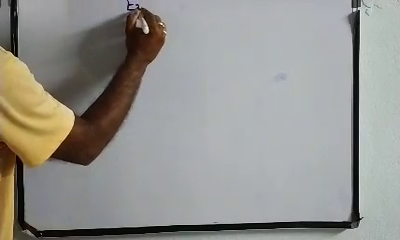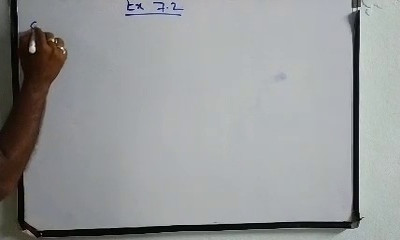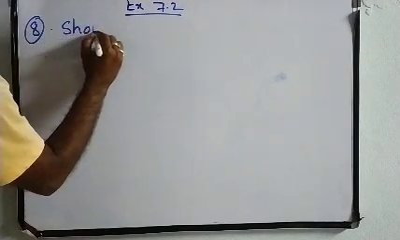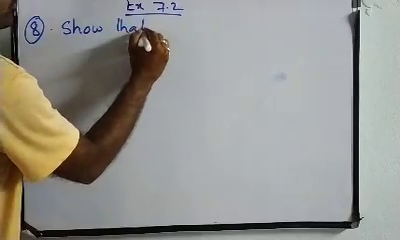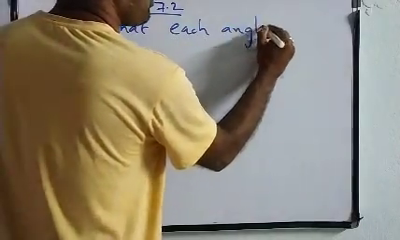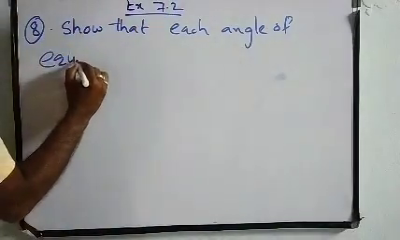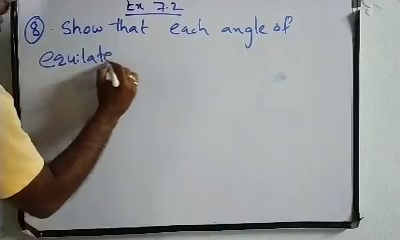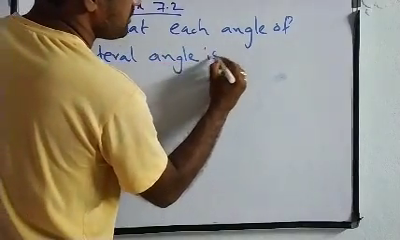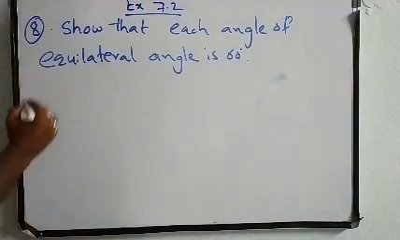Now we are going to see exercise 7.2, question 8, which is: show that each angle of an equilateral triangle is 60 degrees. So let us prove this.